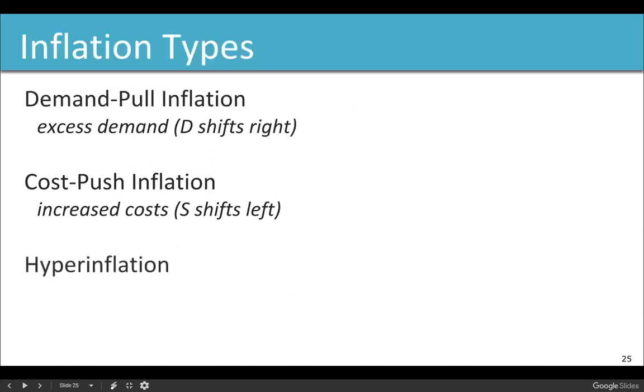There's a third one, just for fun: hyperinflation. These two, demand pull and cost push, are the main two. Hyperinflation is when prices go really, really, really, really up. I talked about my friend growing up in Brazil. Back in the 80s, they had a kind of corrupt government and a bunch of turmoil going on there. And so the inflation rate was about 8,000% a year.